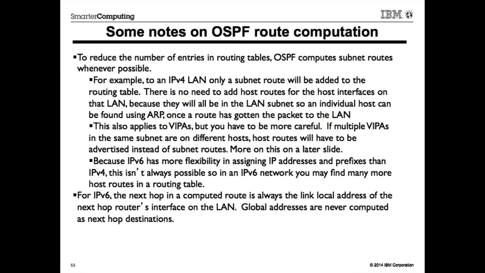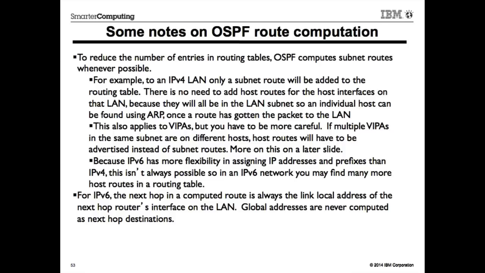So, we're on slide 53 now. Like RIP, OSPF computes subnet routes to reduce the number of routes in the routing table. Instead of having a host route to everybody, OSPF computes subnet routes. For example, if you have an IPv4 LAN, a subnet route reaches everybody on that LAN, because every interface on the LAN has to be in the same subnet. So there's no need to add host routes for all the host interfaces on a LAN, because they'll all be in the LAN subnet. Once you've routed to somebody on that LAN, you can reach everybody.